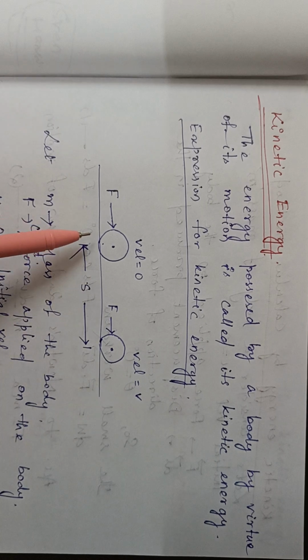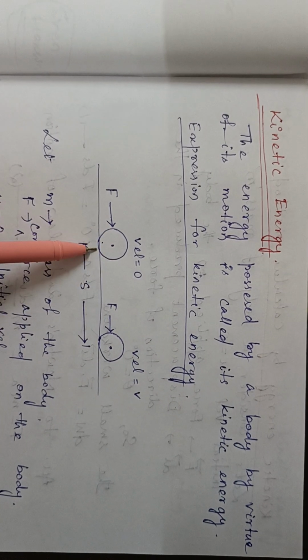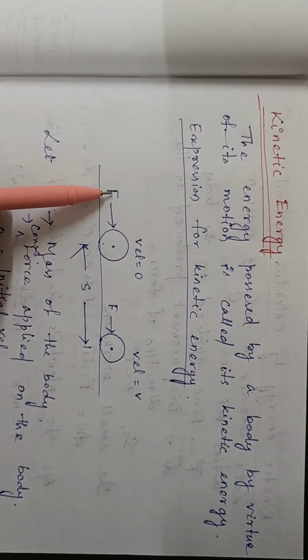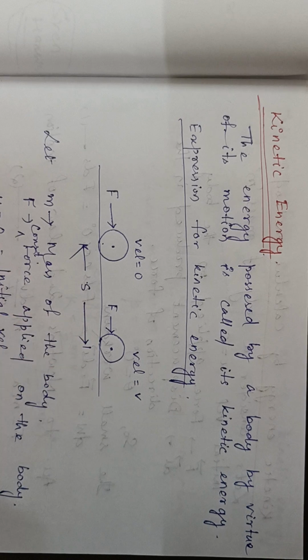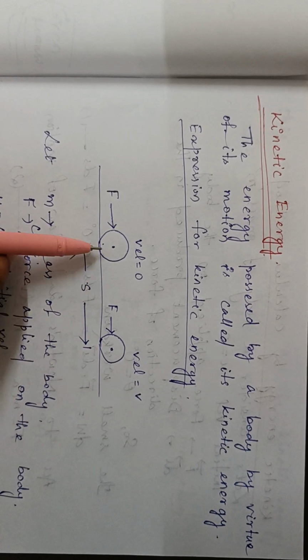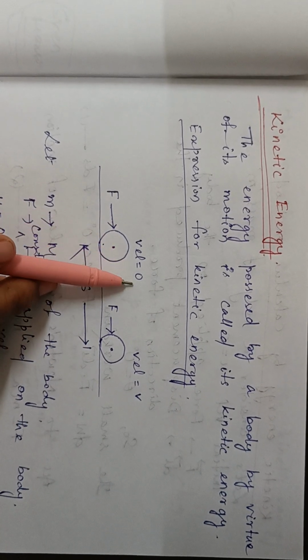Here we are having a diagram. You see, this is a body of mass m. Okay, we are applying a force F on this body, and it goes from this point to this point. Initially the velocity of the body was 0.